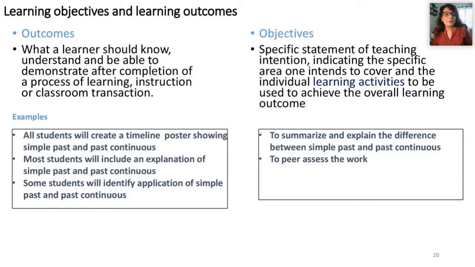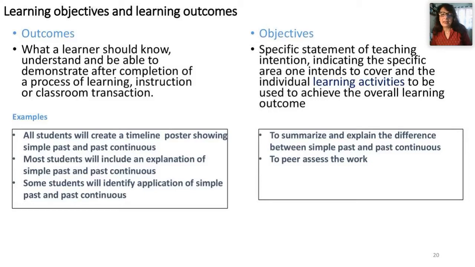So if you look at an example, something which I've taken from English because I am familiar with it. So here is an example. All students, for example, will create a timeline. I expect them to deliver this kind of performance. So they will create a timeline poster showing simple past and past continuous. Then at tier 2, I will say most students will include an explanation of the simple past and past continuous. At tier 3, I'm going to say some students will identify application of simple past and past continuous.